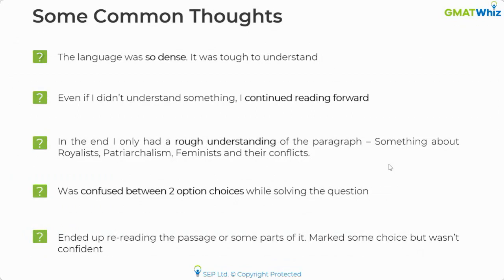I'm sure some of you might have been thinking the language was so dense, it was tough to understand. And some of you might even be thinking that even if I didn't understand something, I continue reading forward. Did you do this? Or in the end, I only had a rough understanding of the paragraph. Something about royalist, patriarchalism, feminist, their conflict. Or were you confused between two option choices while solving the questions? Or did you end up rereading the passage? Or did you end up rereading some parts of it? You marked the choice, but you weren't confident. If one or more of these things happened with you, you really need to learn the skill of involved and evolved reading.